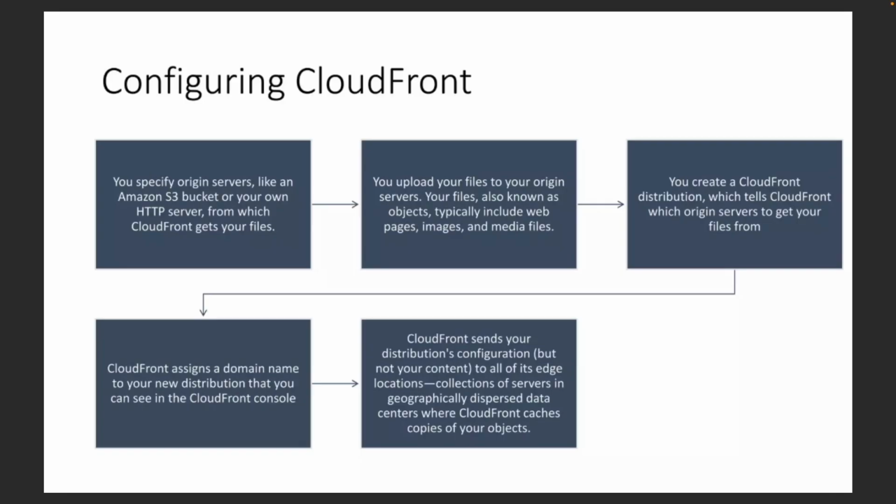The next step is that CloudFront assigns a domain name to your new distribution that you can see in the CloudFront console. This is the URL that your users will use to access your content. And finally, CloudFront sends your distribution's configuration, but not your actual content, to all of its edge locations. These are collections of servers in geographically dispersed data centers where CloudFront caches copies of your objects. The edge locations now know where to retrieve your content when users request it.